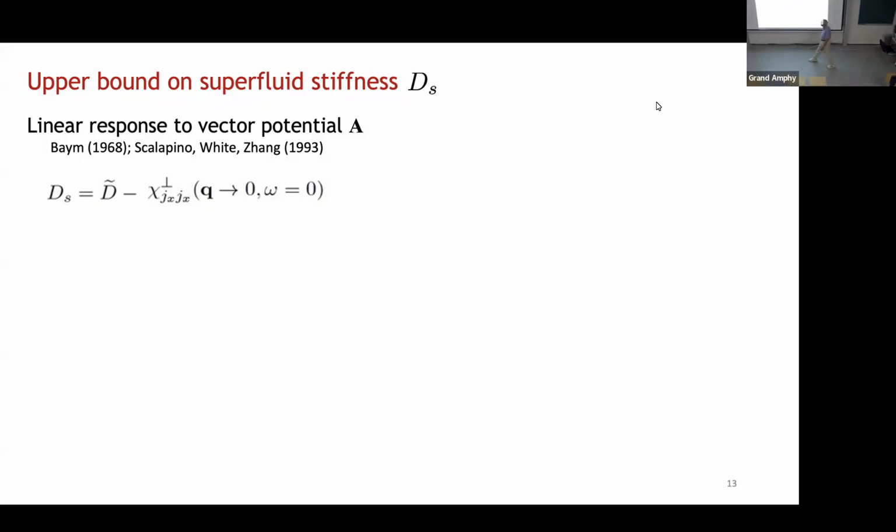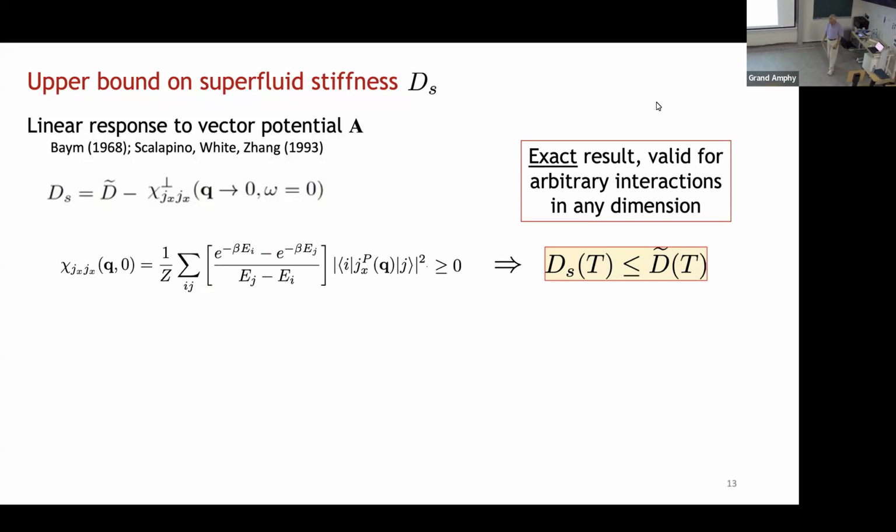It has one term, which is D tilde, and a second term, which is the transverse current-current correlator. That's the hard piece, but you can do a Lehmann representation and argue that the second piece, which is hard to compute in general, is positive definite. So you get an inequality, which is exact, valid for arbitrary interactions in any dimension, that the superfluid stiffness is bounded by the first term. I'll give you a very intuitive experimental way to think about this inequality, but I want to make sure I tell people that we can prove it. D_s is bounded by D tilde.